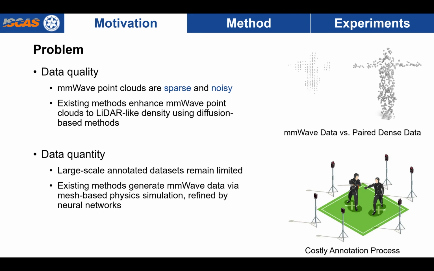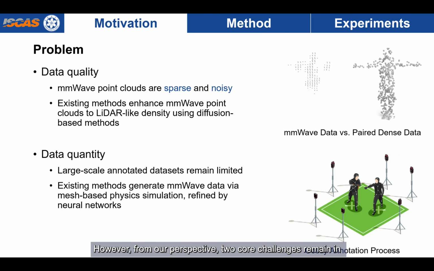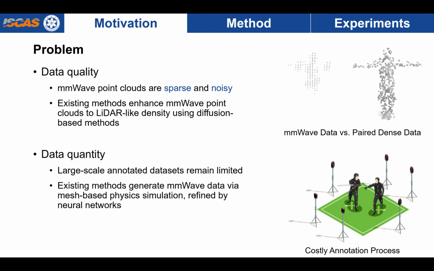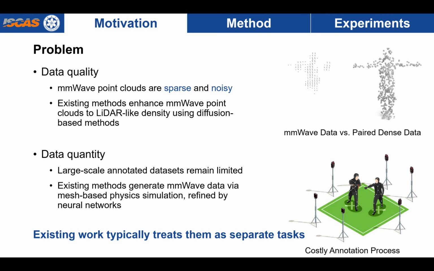However, from our perspective, two core challenges remain in mmWave-based human sensing: data quality and data quantity. mmWave point clouds are inherently sparse and noisy, and the lack of large-scale annotated datasets limits their practical use in real-world tasks, such as pose estimation and action recognition. Previous works typically treat these two problems as separate tasks.